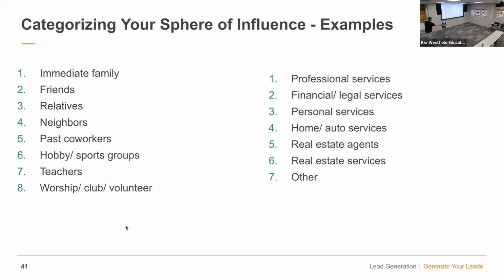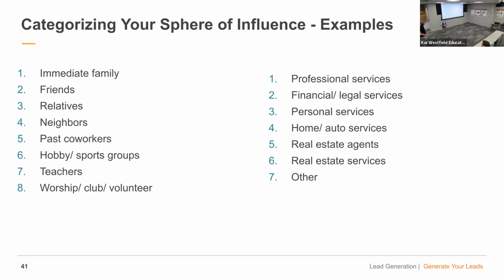Okay. Categorizing your sphere of influence. Here's the thing. I personally don't want to compartmentalize my database into 50 different categories, because then it just gets messy. I'm more of the type of, I've got groups of people. I've got my SOI and everybody else, basically, right? However, there are tags in Command you can use to help you find people.